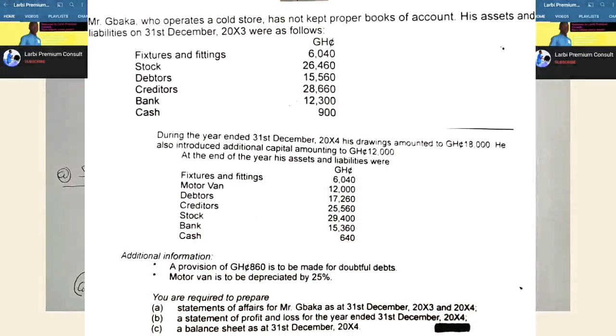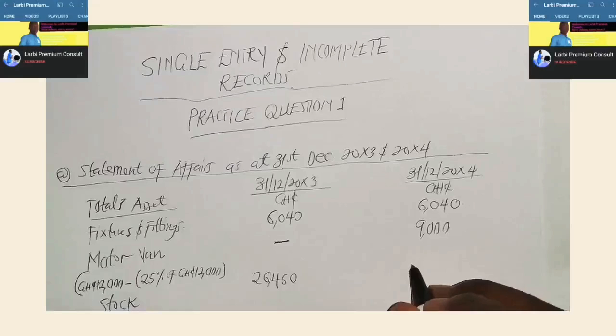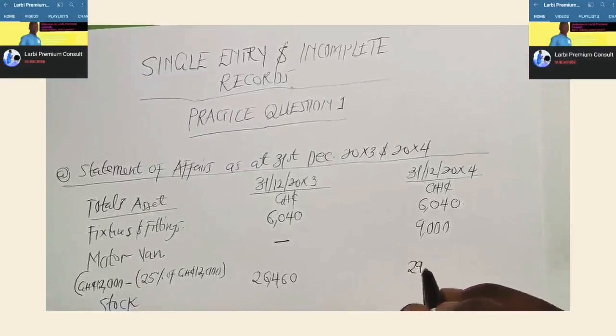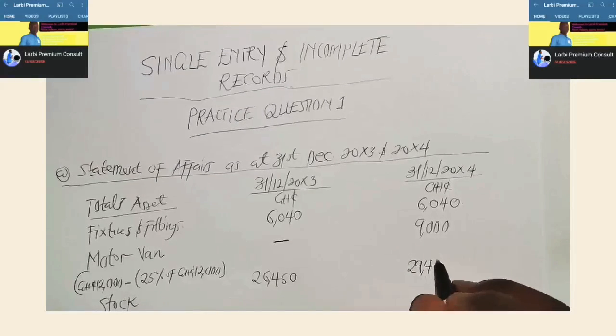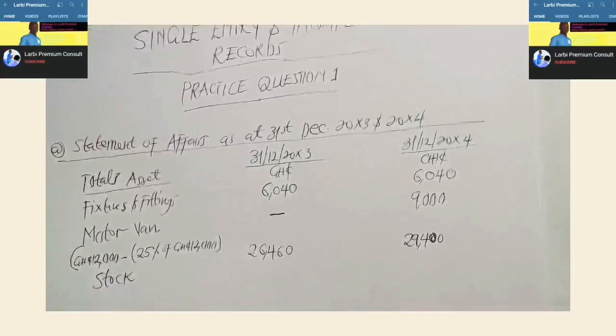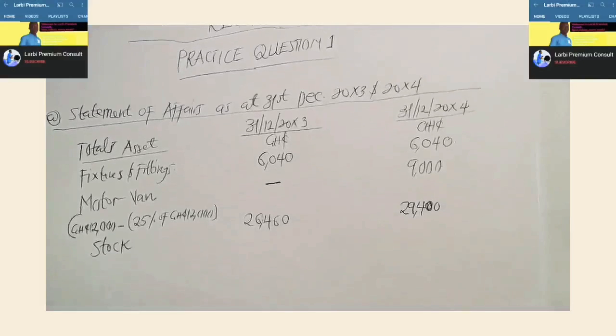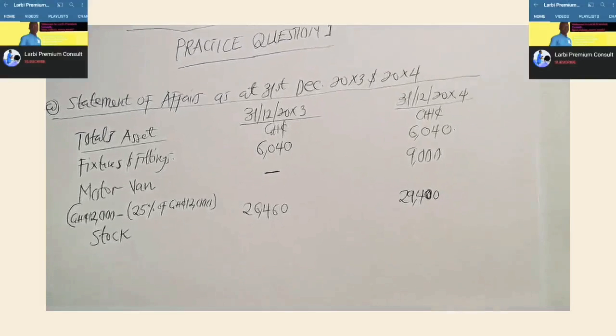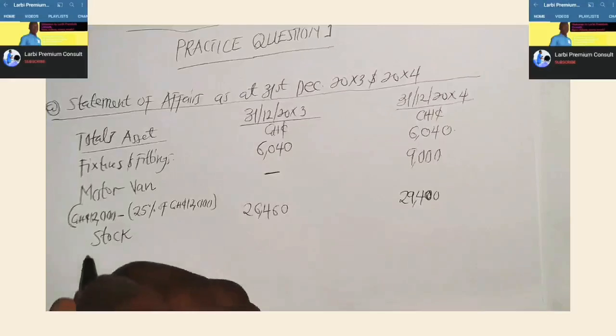Was there any stock existing as at the end of the period? Yes, it was what? Let's see, 29,400. You also record that one as at the 1st December 20x4. So 29,400. So that is a stock value for these different dates or different periods. All right. Then let's move on. After stock, we come to what? Debtors, right? Debtors.